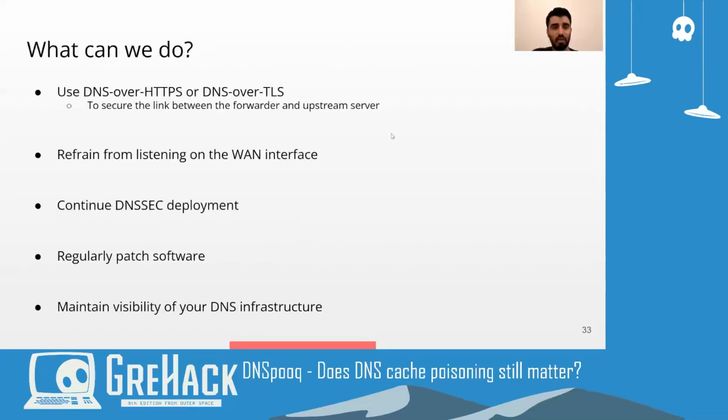So what can we do as an industry and as individuals to protect ourselves against these types of attacks? I think it is very effective to use transport security for DNS, for example, DNS over HTTPS or DNS over TLS. This is to secure the link between the forwarder and the upstream server. So this prevents DNSpooq from running.